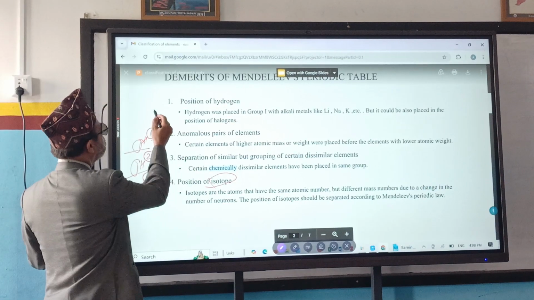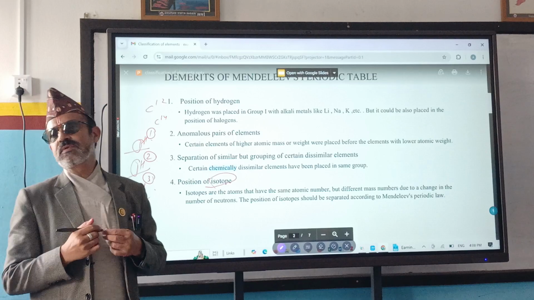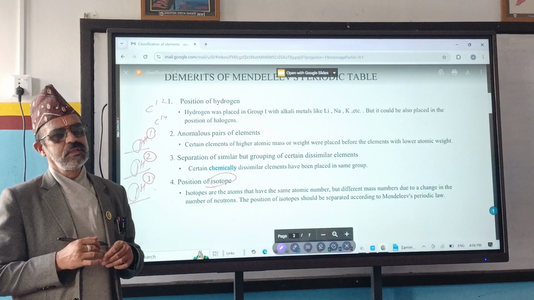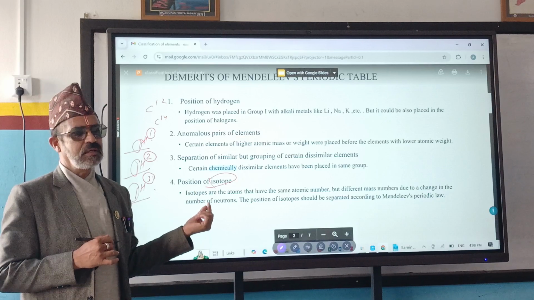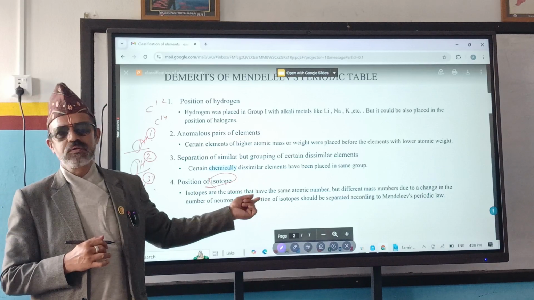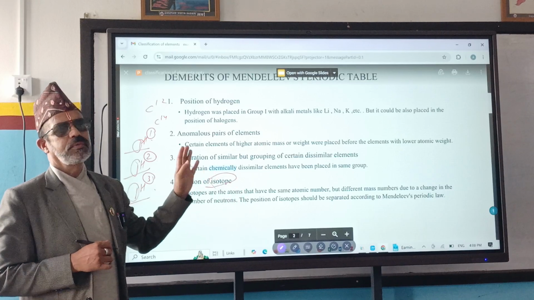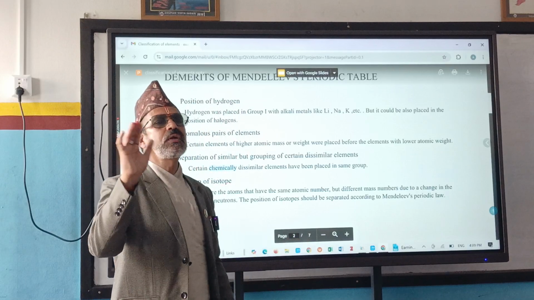For example, C12 and C14. Two types of atoms of carbon can be formed. C12 means the atomic mass is how much? 12. C14 means the atomic mass is 14. Then the same atom is there, right? Same element. Where to place them? Because they are kept according to atomic mass. So his idea flopped here also, right?